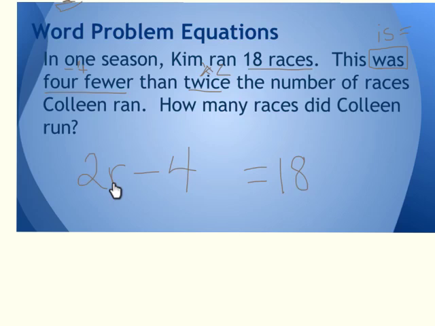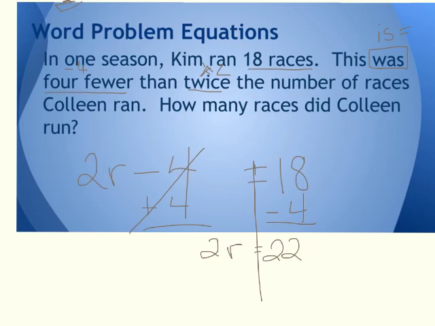And now, setting up the equation is the hard part. Solving it should be easy. What's happening to R? It's being multiplied by 2, and then we subtract 4 from that quantity. So if we undo those steps in reverse order, we first need to undo minus 4 by adding 4. Those cancel. 18 plus 4 is 22. Bring down the 2R. And then our last step to get r by itself, if it's being multiplied by 2, we undo that by dividing both sides of the equation by 2. We're left with r equals 11.